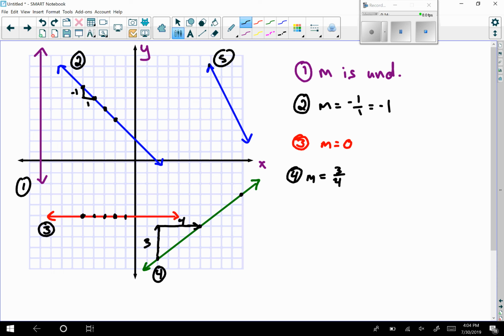And in number 5, put some nice points here. It looks like we can count down 2. So we have a -2. And a +1 to the right. So in number 5, we have a slope of our rise is -2 and our run is 1. So overall, we could say that that has a slope of -2.